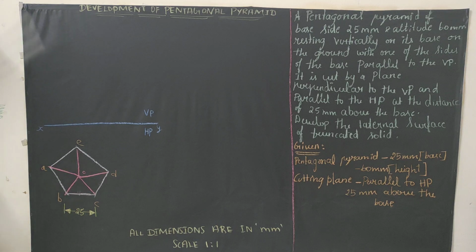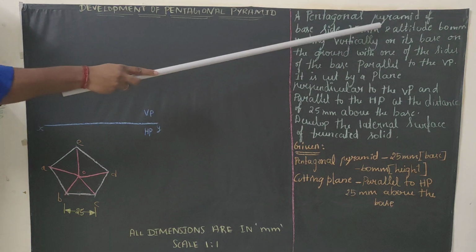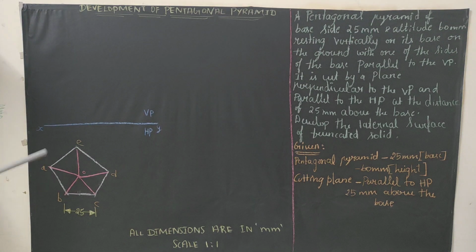Then you have to join all the slant edges. Whenever you come across a pyramid, you have to give preference to slant edges. So join OA, OB, OC, OD, OE. So as of now, we have drawn the top view of the pentagonal pyramid. For dimensioning, the extension line you draw with your 2H pencil, the dimension line with your H pencil, and the arrowhead and the number 25 should be written with an HB pencil.